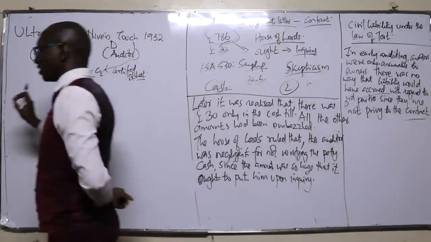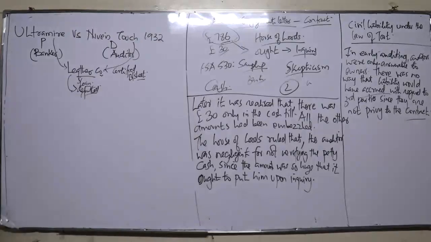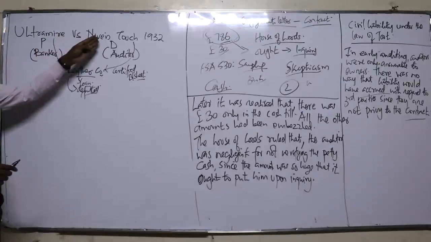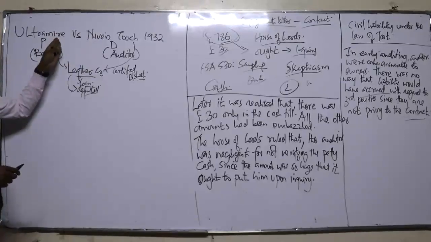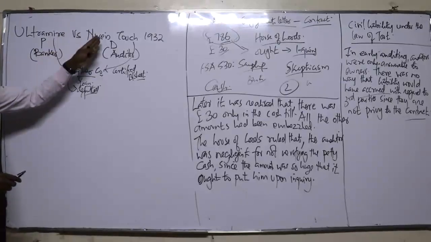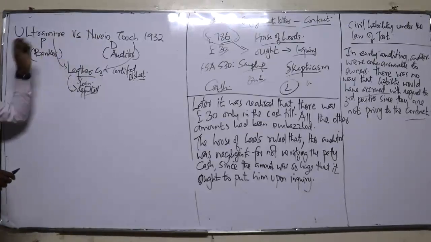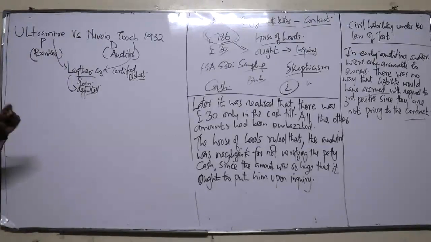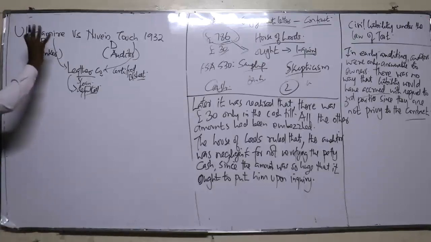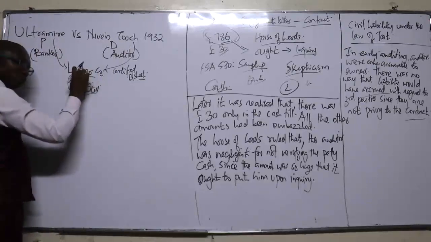The House of Lords then ruled in favor of the auditors, indicating that there was no professional relationship, no proximate relationship, between the auditor and the banker. Hence, there was no way that liability would have accrued. Ultramares lost the case. In that audit, auditors were only answerable to owners.